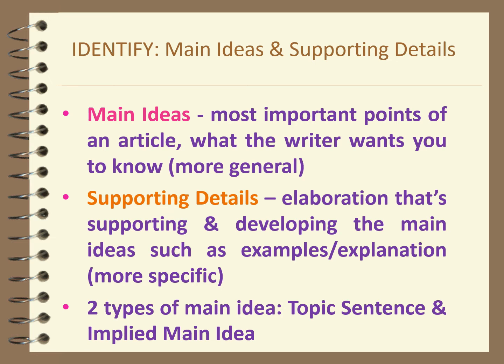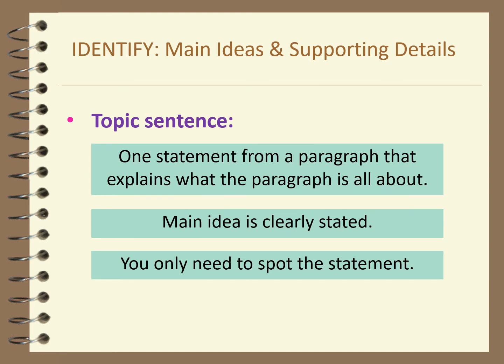Now, there are two types of main idea. The first one is topic sentence. The second one is implied main idea. Now, we have already learned what topic sentence actually is. Topic sentence is that one statement from a paragraph that explains what the paragraph is all about. Okay, it's the main idea of a particular paragraph.